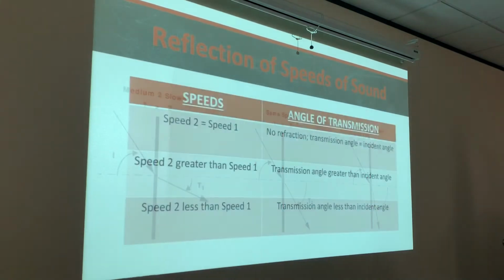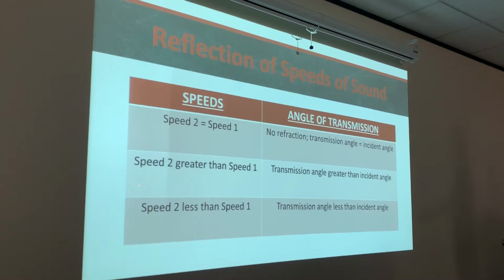There it is on the chart for you guys, like in the book. Speed 2 equals speed 1: no refraction, the transmission angle equals the incident angle. If speed 2 is greater, meaning medium 2 is traveling faster than medium 1, then the transmission angle will be greater than the incident angle.